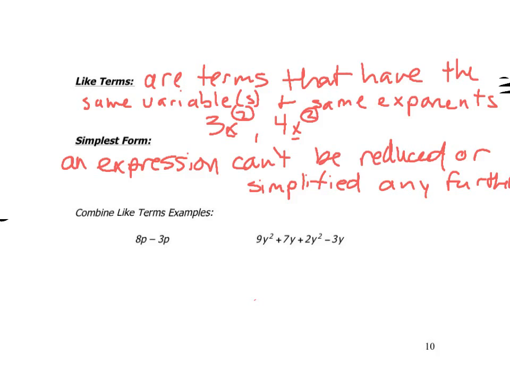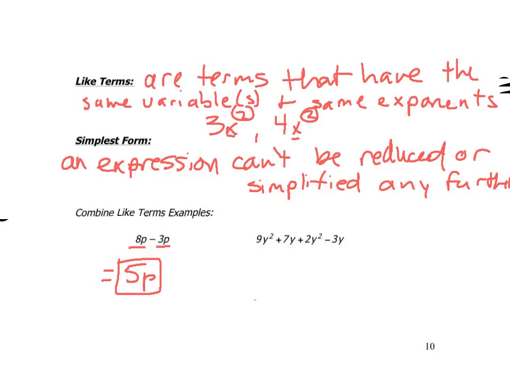Okay? So here are some combining like terms examples. So if I have 8p and 3p, looking at both these terms, they both have the same variable of p, and both p's have the same exponent of 1. So therefore this fits into our category of like terms. So then 8p minus 3p is 5p. So it's almost like subtracting 8 minus 3, except you have a variable attached to it. So then, since there's nothing else that goes with 5p, then that is in simplest form, and that is our answer.